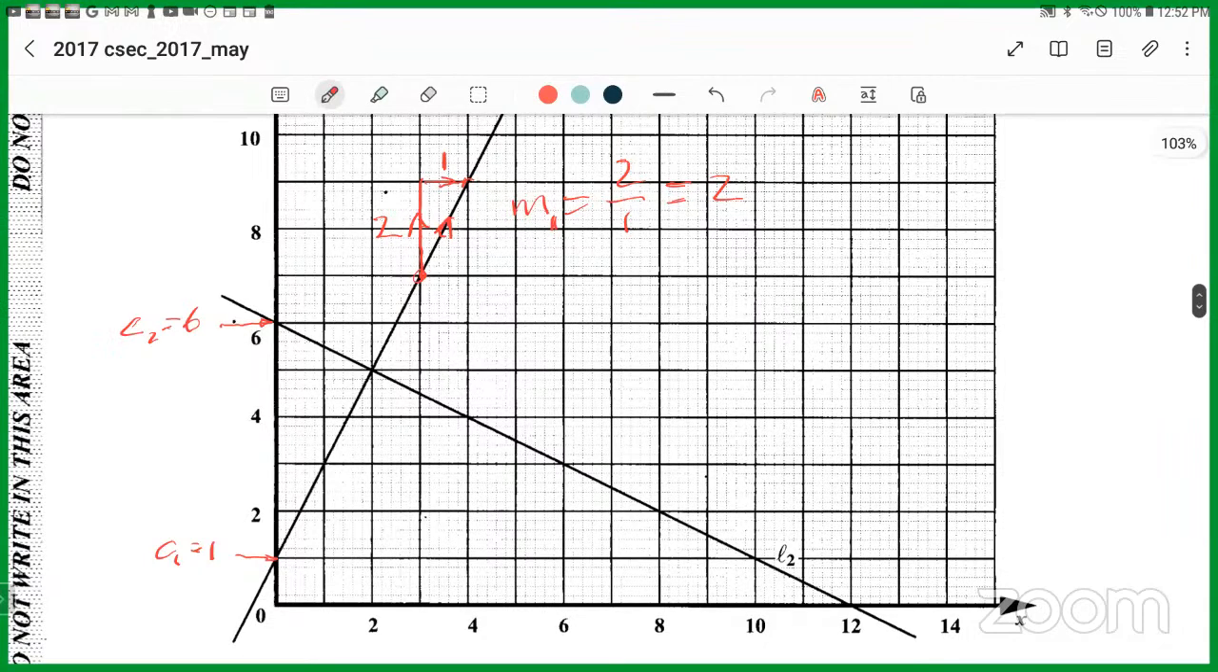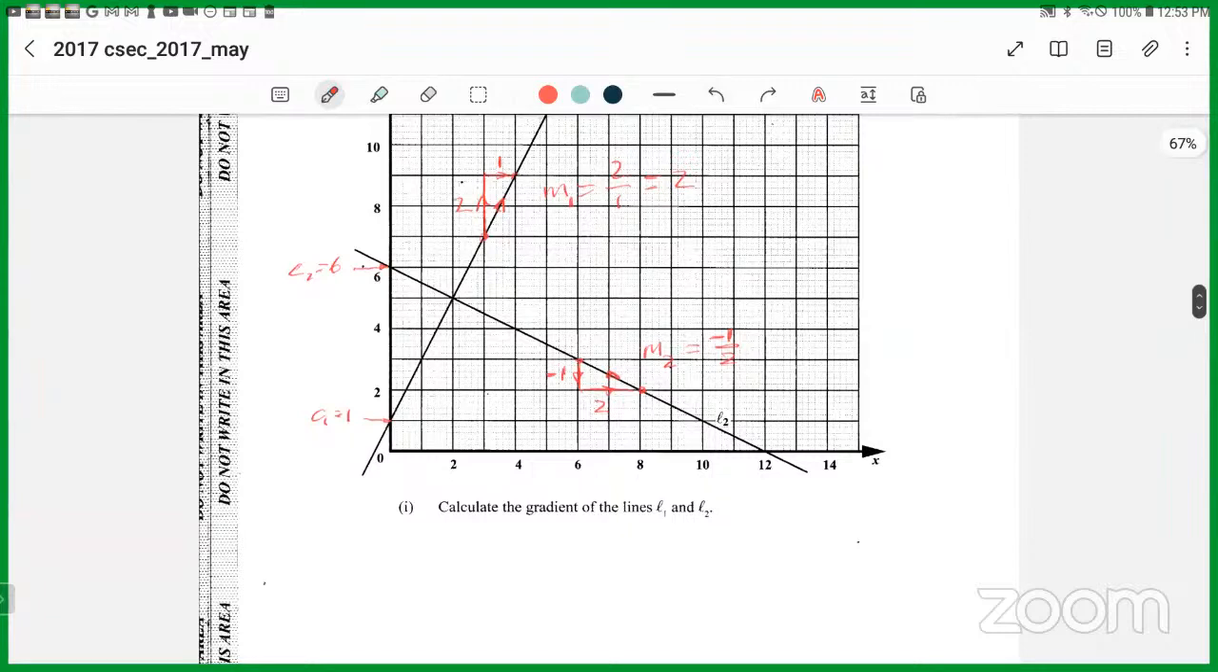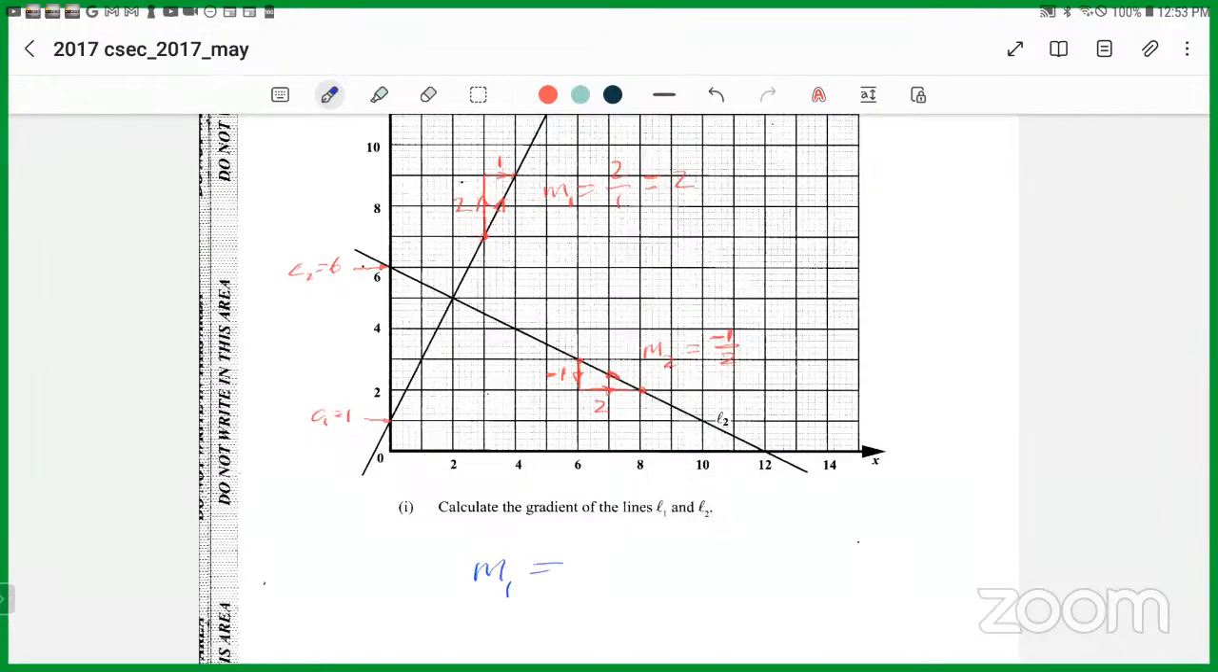Look at this one now. I can use any 2 points on this line. Let's say I'm using this point and this point. Again, I'm going from left to right. To go from here to here, 2 known points, this is 1 unit down, so -1 is my rise. I go 2 units this way. So my gradient on line 2 is rise -1, run 2: minus 1 over 2. I'm leaving these on my diagram and I'm going to write them down here. The gradient of line 1 is 2, the gradient of line 2 is minus a half. Done. Quick and fast.